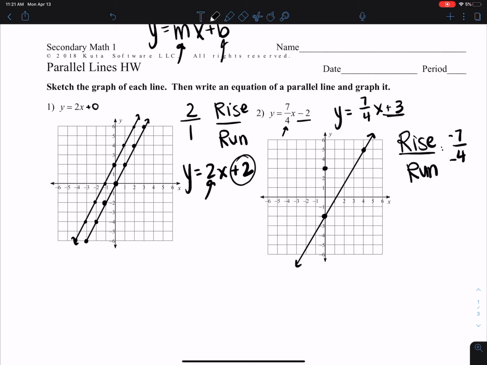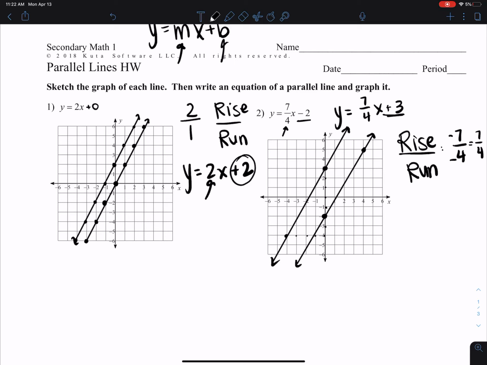But if we do -7 over -4, that still has the same slope because a negative over negative is just positive. So I'm going to go down 7, 1, 2, 3, 4, 5, 6, 7, and then I'm going to go to the left 4. 1, 2, 3, 4. And I'm going to draw my line here. And that is how you do that homework.